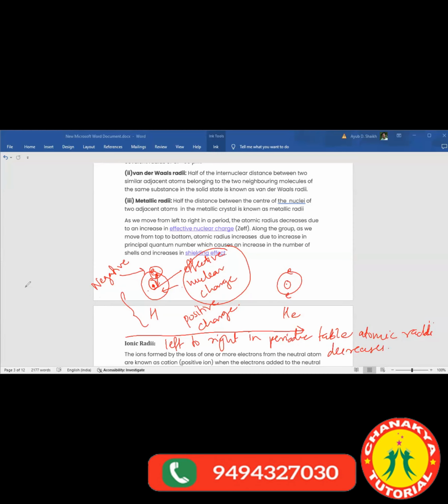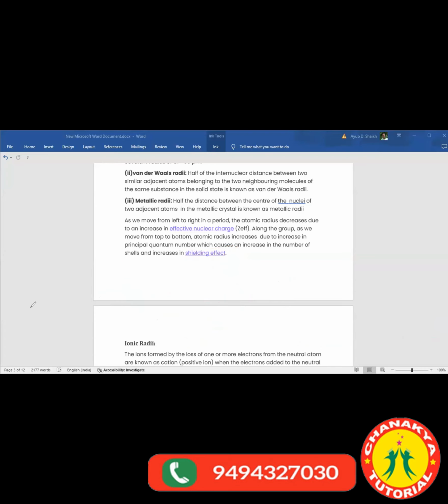Clear? Fine. Now, next is the ionic radii. Sorry, not only this, we have to learn another point, that is the variation of atomic radii across the group. What happens in a group when you move down? That day I have explained.